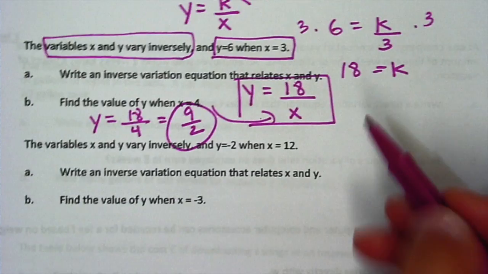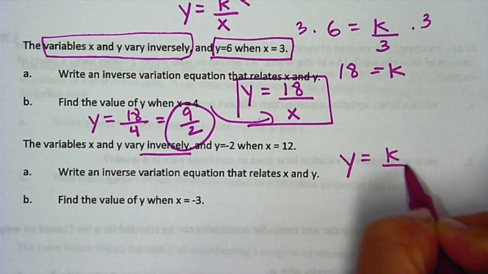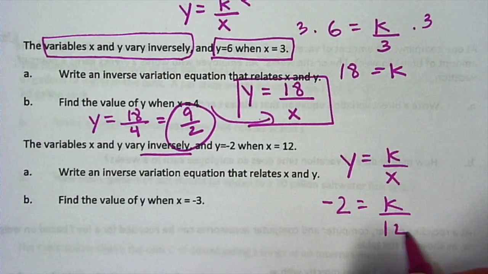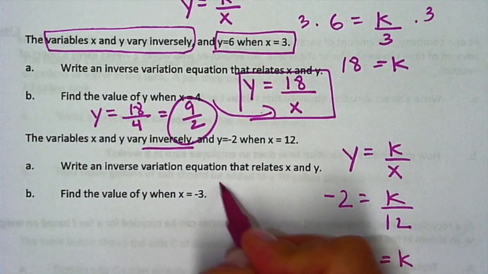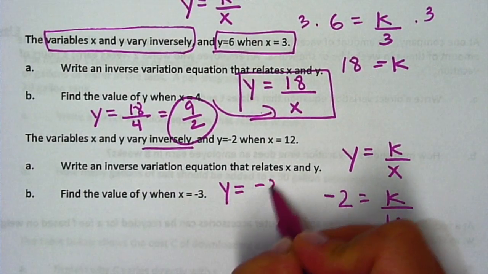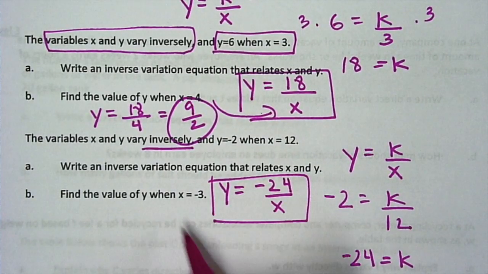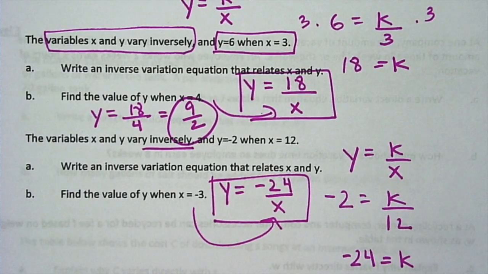Okay, let's check your answer. So varies inversely. You're thinking y equals k over x. I'm going to plug in -2 for y, 12 for x. Same thing, multiply both sides by 12. So my k in this problem is -24. So my equation in part A is y equals -24 over x. Okay, part B says plug in -3 for x. So if I do that, my y value is 8.